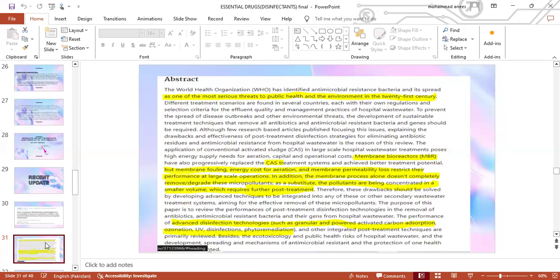Therefore, these drawbacks should be solved by developing advanced techniques to be integrated into any of these or other secondary wastewater treatment systems, aiming for the effective removal of these micropollutants. The purpose of this paper is to review the performance of post-treatment disinfection technologies in the removal of antibiotics, antimicrobials, resistant bacteria, and their genes from hospital wastewater. The performance of advanced disinfectant technologies like granular and powdered activated carbon adsorption, ozonation, UV radiation disinfection, phytoremediation, and other integrated post-treatment techniques are primarily reviewed.